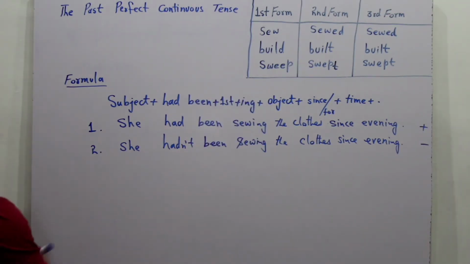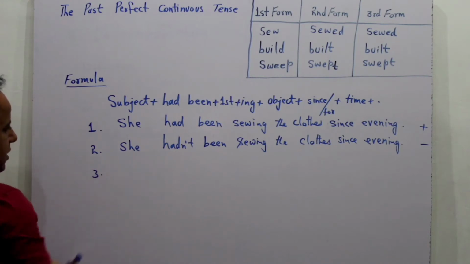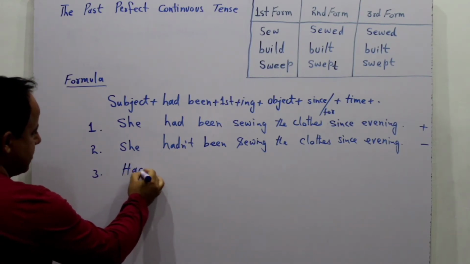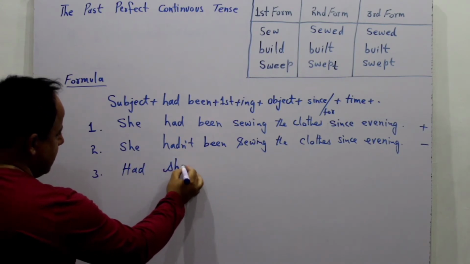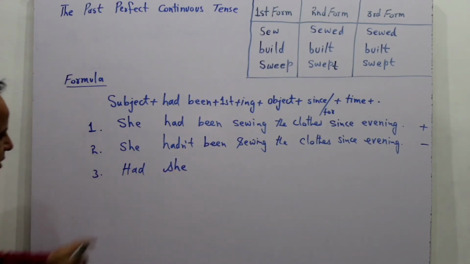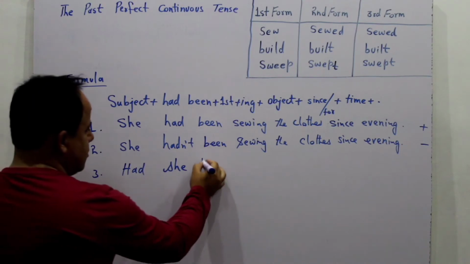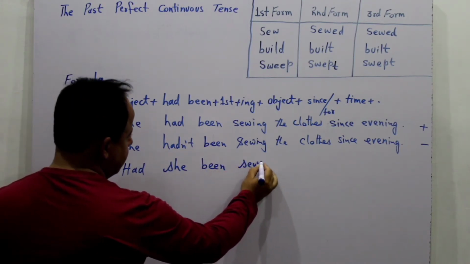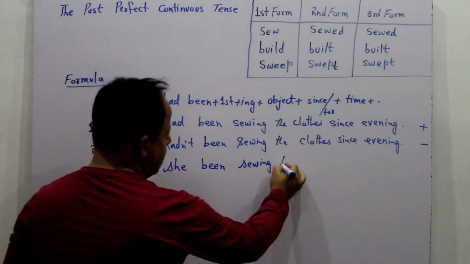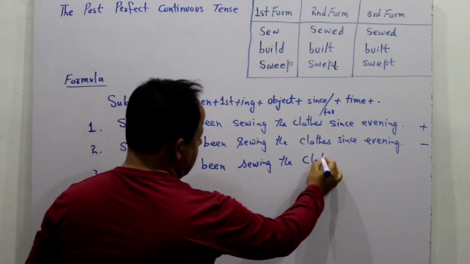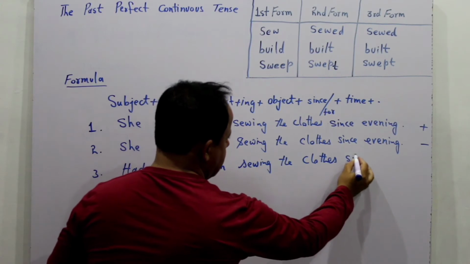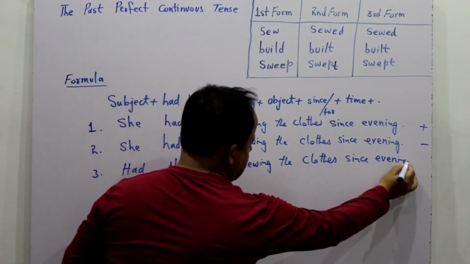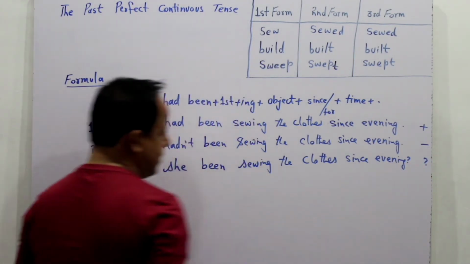Now the third one is how to make an interrogative. The same way you can bring had at the beginning. After had we just use the subject. So here our subject is she. Had she been sewing the clothes since evening? And question mark. So it becomes an interrogative sentence.